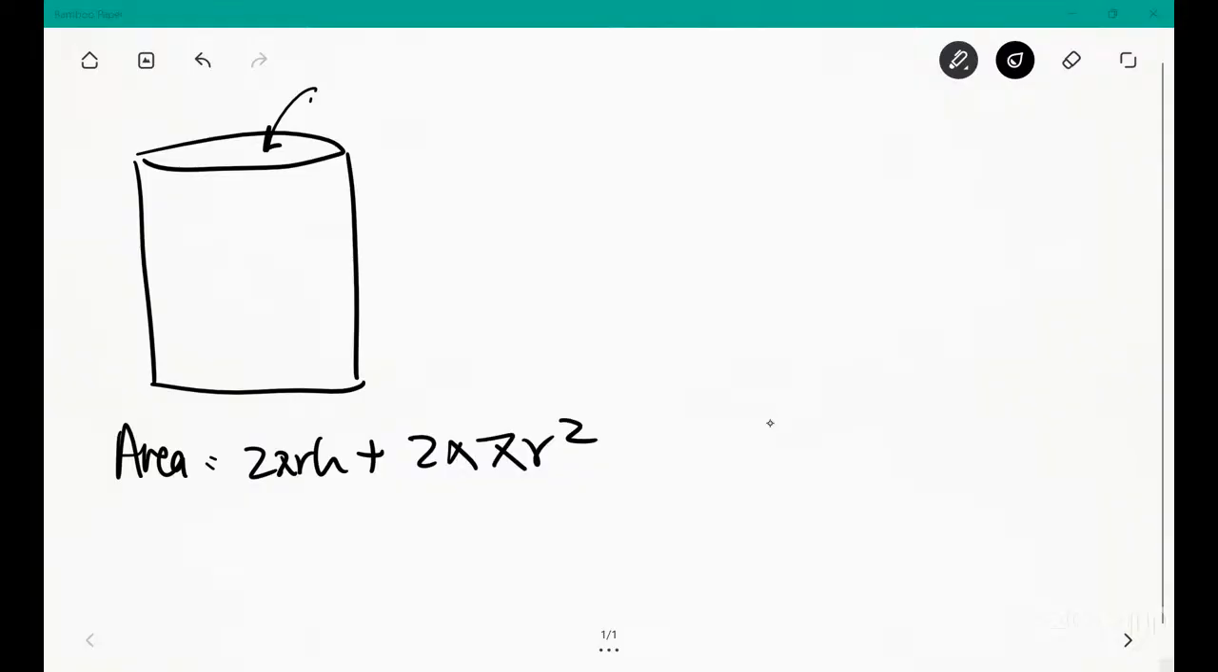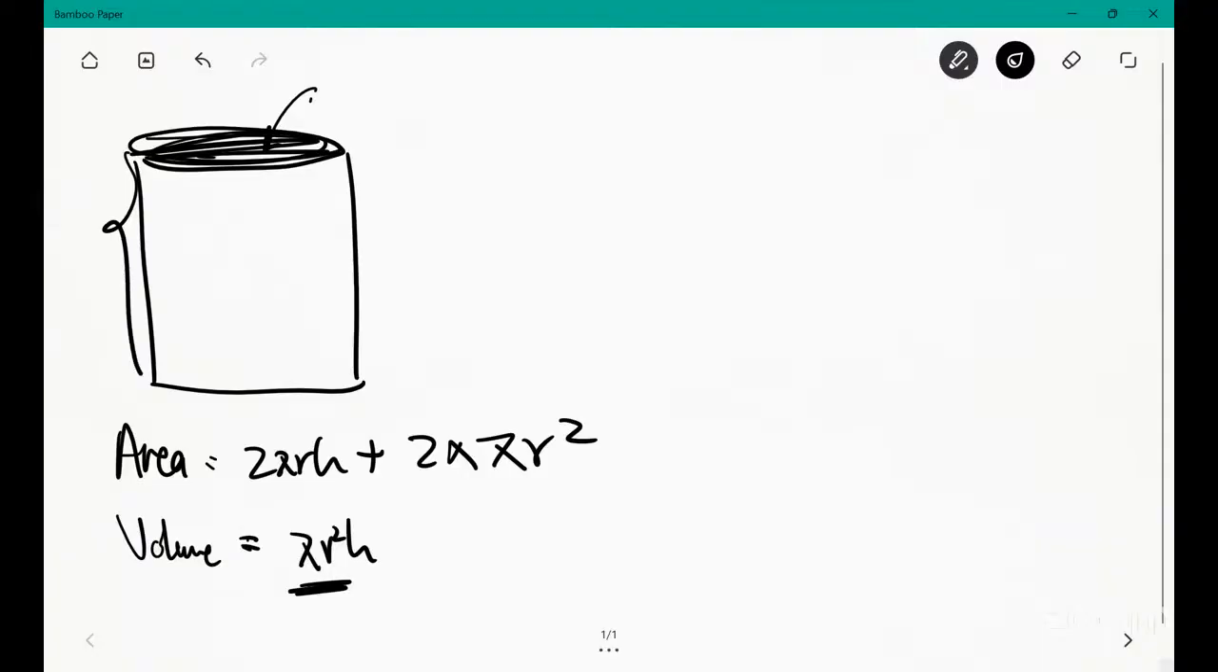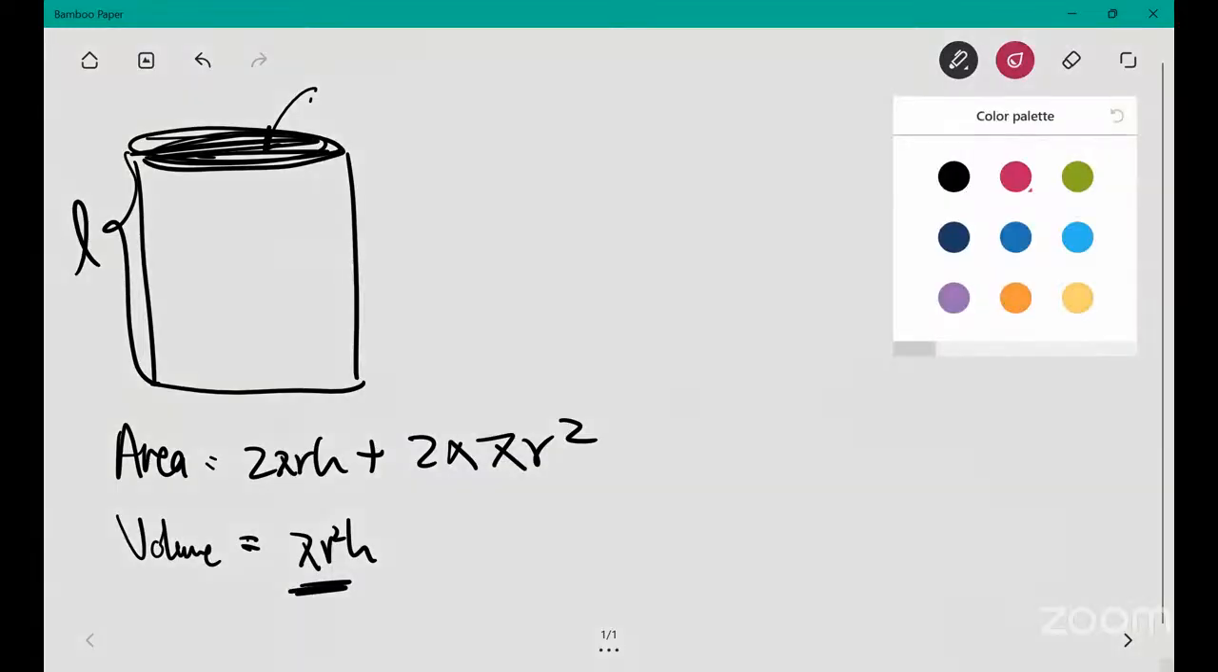Nice. Then volume. What's the volume of a cylinder? Pi r square h. Pi r squared h. Correct. Why is it pi r squared h? It's the area of the cross section, which is the circle. So therefore, it's pi r squared, and you're taking the length. So multiplying by the length. Therefore, it's pi r squared h. Okay. Hopefully, everyone remembers it.